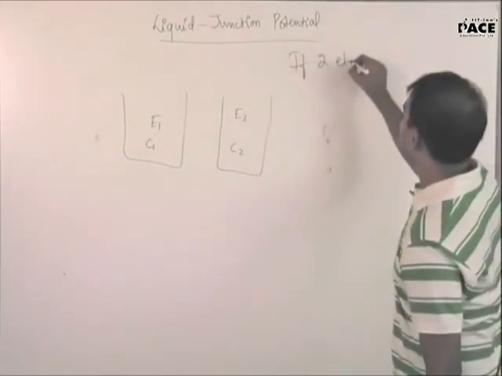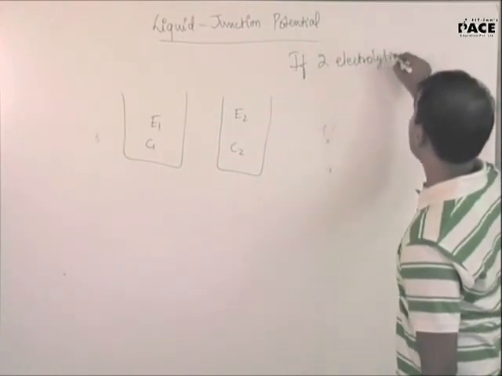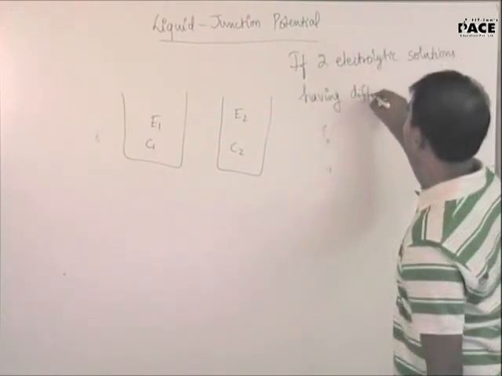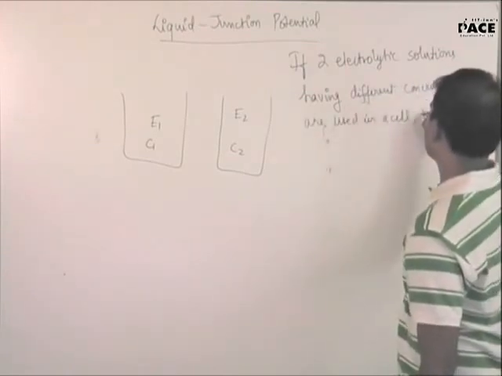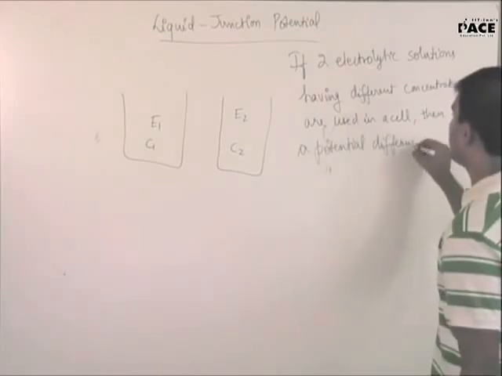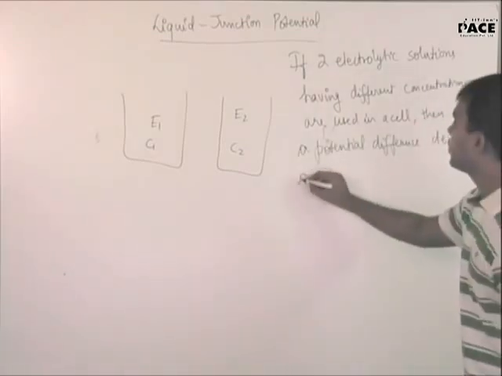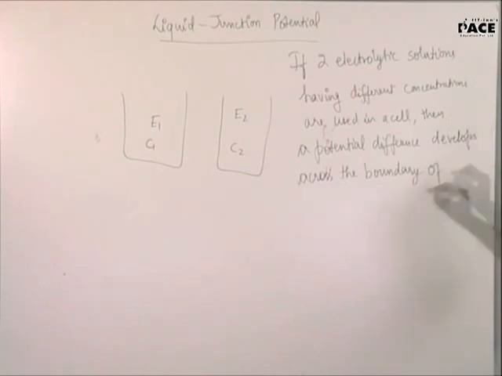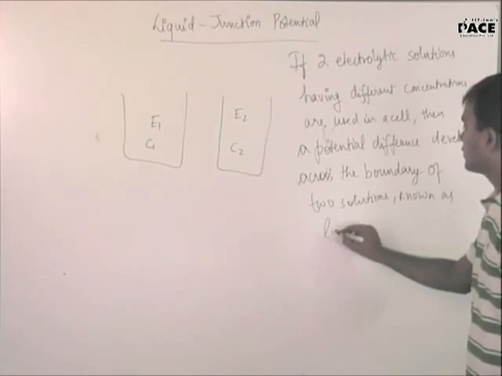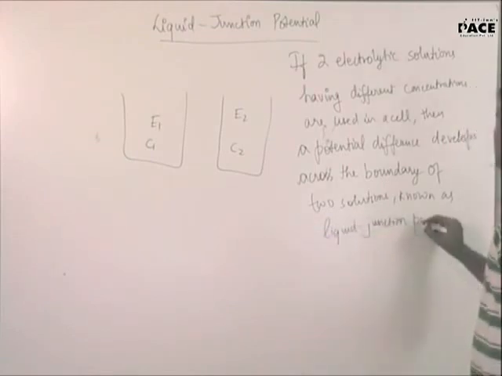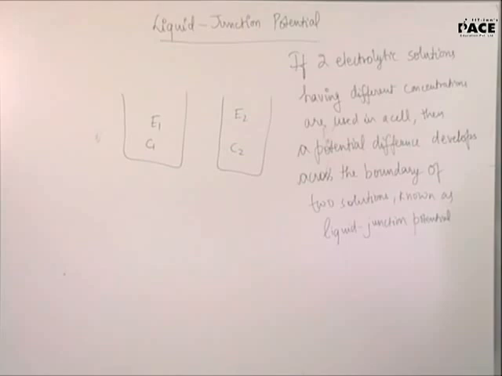If two electrolytes or two electrolytic solutions having different concentrations are used in a cell, then a potential difference develops across the boundary of two solutions, known as liquid junction potential. Simple enough? So due to the difference in concentrations between the different electrolytes, we are going to have some additional potential other than these two.